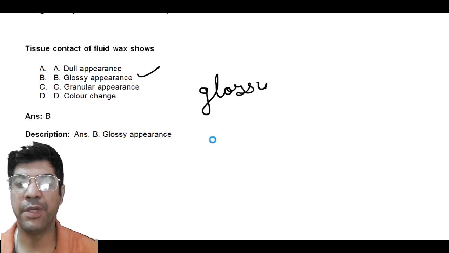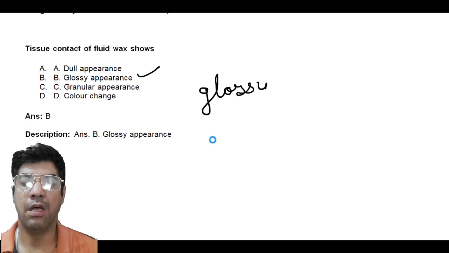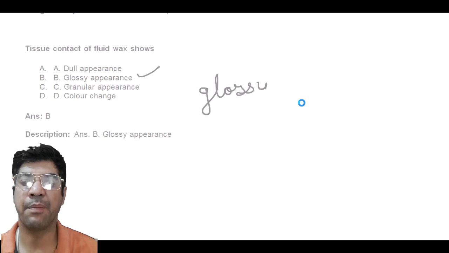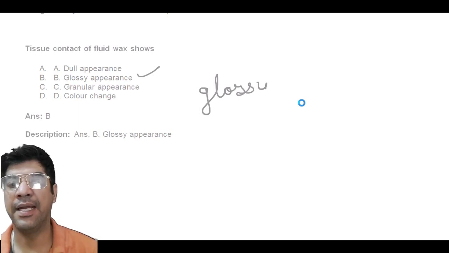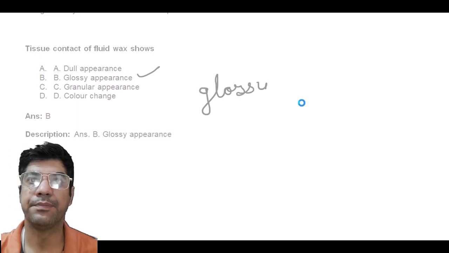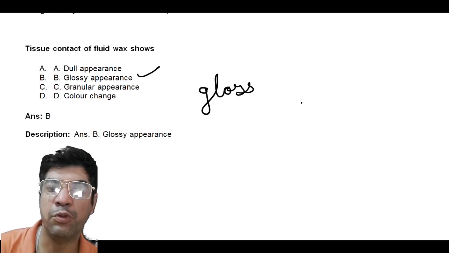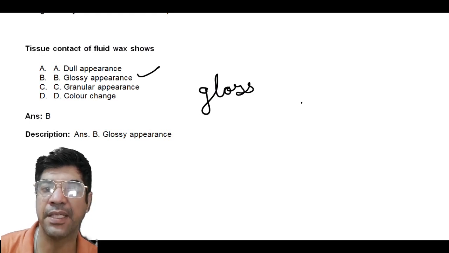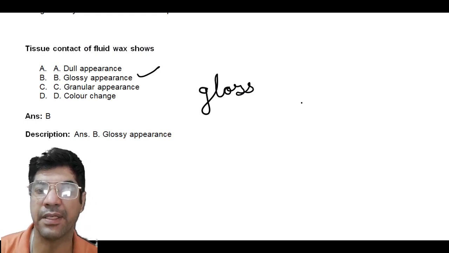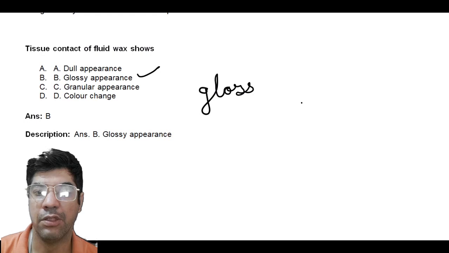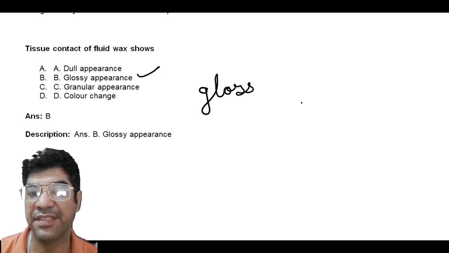So the impression should be uniform, showing uniform tissue contact. The areas which appear dull are added with more wax, and the procedure is repeated. The glossy appearance is used for visualizing the adaptation and contour of the wax pattern. That allows the dental professional to assess the fit and aesthetics of the wax pattern.